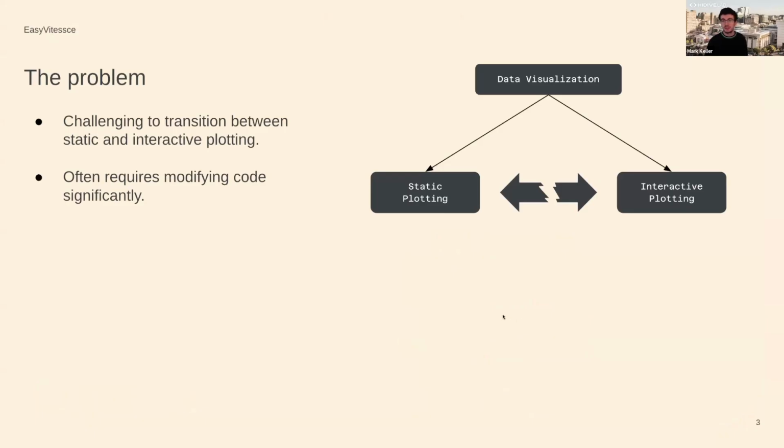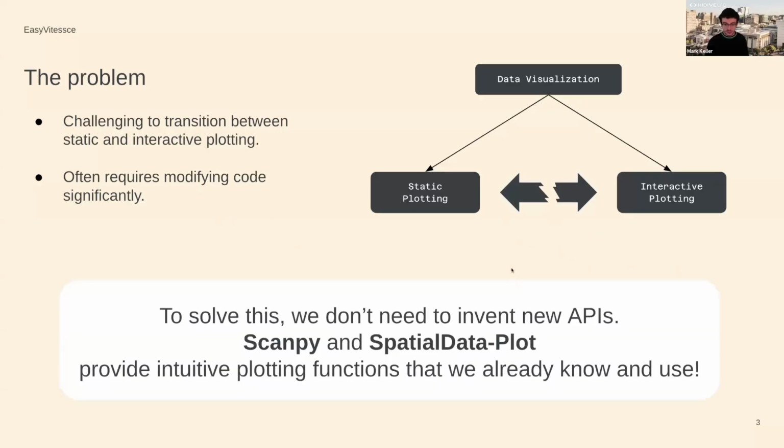So the problem here is that when you're visualizing data from single cell or spatial experiments, or even more generally any data visualization, you typically are choosing between a static or an interactive plot, and you're not typically writing the same code to produce these different outputs. So it can be challenging if you have a static plot and you want to make it interactive. You're typically going to have to modify your code significantly, and vice versa.